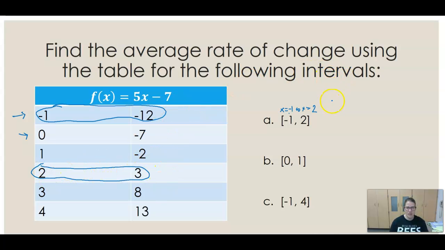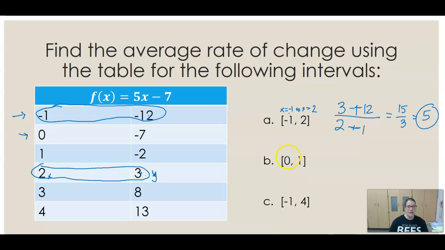So change in y, I could either do 3 minus -12 or -12 minus 3, as long as I'm consistent in the order. If I choose to do 3 minus negative 12, because I used the y value from this point first, on the bottom I've also got to use the x value first from that data point. So 2 minus negative 1, so those both become plus, so that's 15 over 3, so the rate of change would be 5.